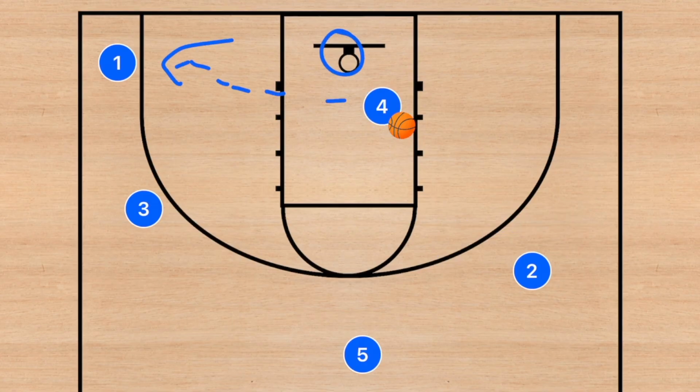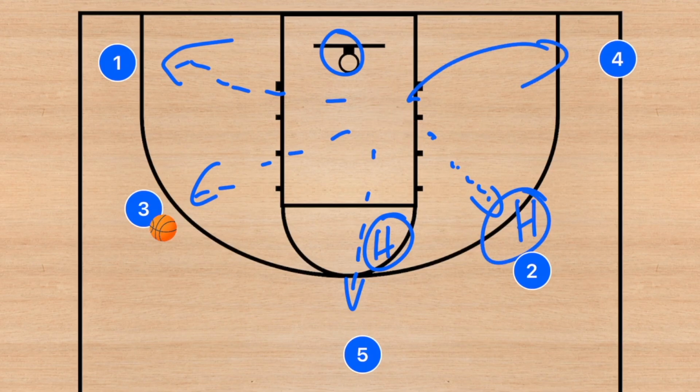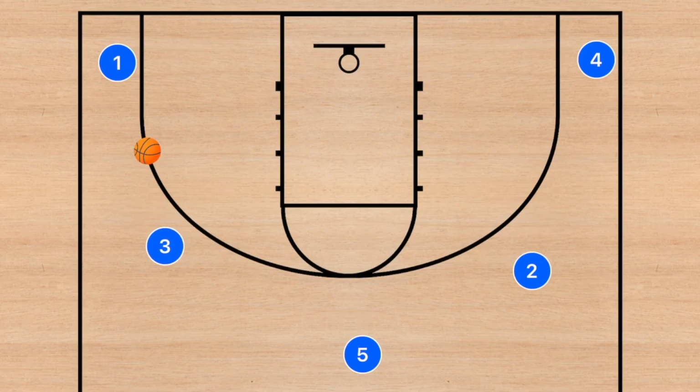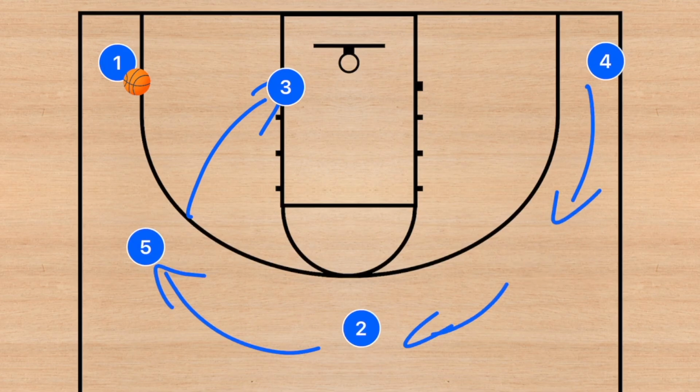Obviously, he could score himself. He can kick it out. This would be the hardest pass. Same as this would be the hardest pass. But if he makes that kick out, then he fills out to the opposite side. Super simple, super easy. If it comes to pass and cut, so pass and cut, very simple. These guys just fill. That's exactly what happens here.